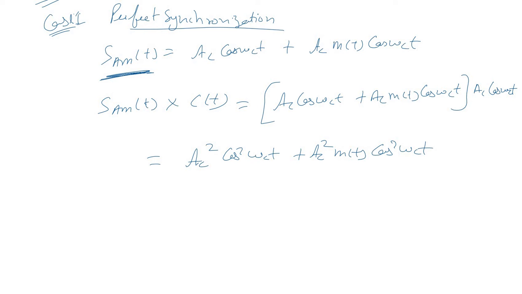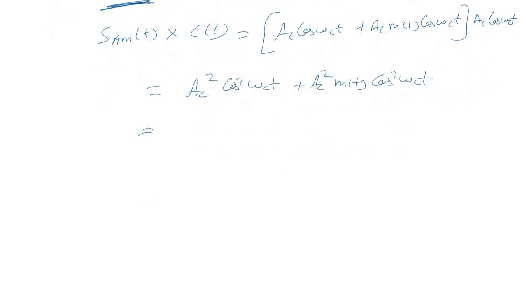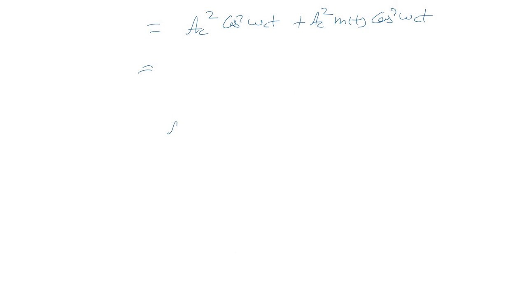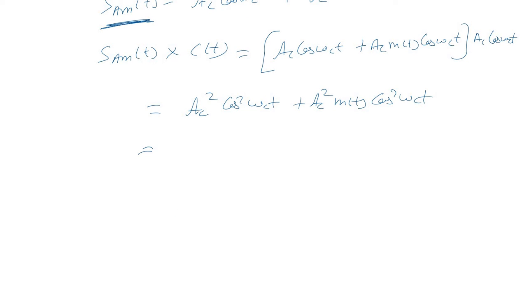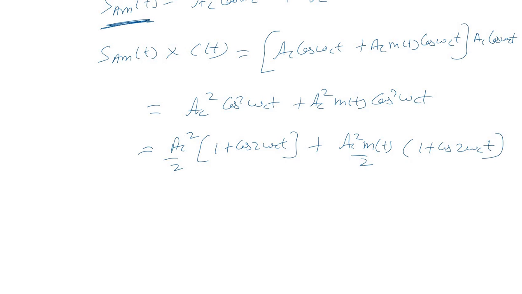Now let us apply some trigonometric identities and simplify it. This becomes Ac square by 2 into (1 plus cos 2 omega c t), and Ac square m(t) by 2 into (1 plus cos 2 omega c t). Alright. Now we further pass this signal through a low pass filter whose cutoff frequency is omega m, that is the maximum frequency component present in the message signal.